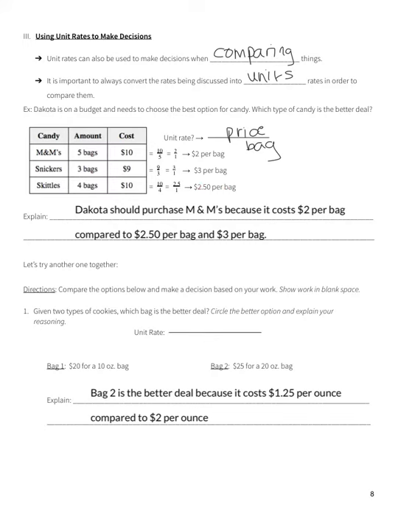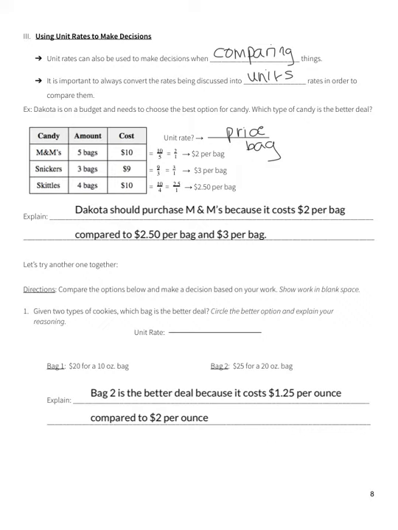The last thing is that you are going to need to be able to explain this. So we're saying, like, which one's better? He's trying to get the most bang for his buck. And here we go. Dakota should purchase M&Ms because it costs $2 per bag, okay, compared to $2.50 and $3. So this is the best deal because it is the cheapest per bag. Okay, now we're going to look at another one here.